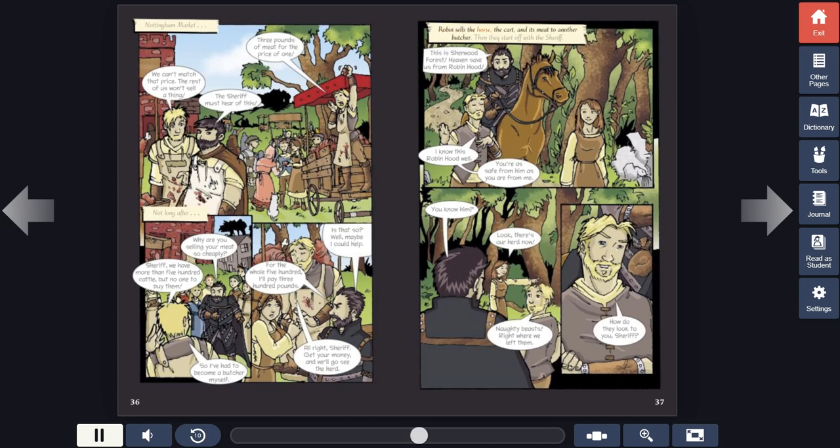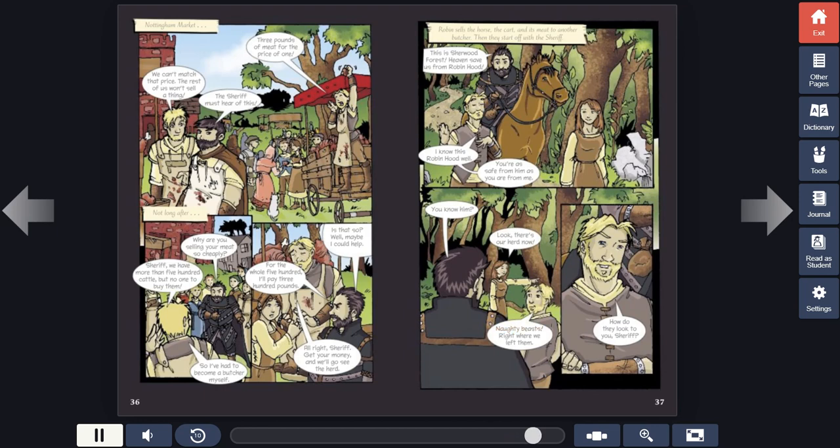Robin sells the horse, the cart, and its meat to another butcher. Then they start off with the sheriff. This is Sherwood Forest. Heaven save us from Robin Hood. I know this Robin Hood well. You're as safe from him as you are from me. You know him? Look, there's our herd now.